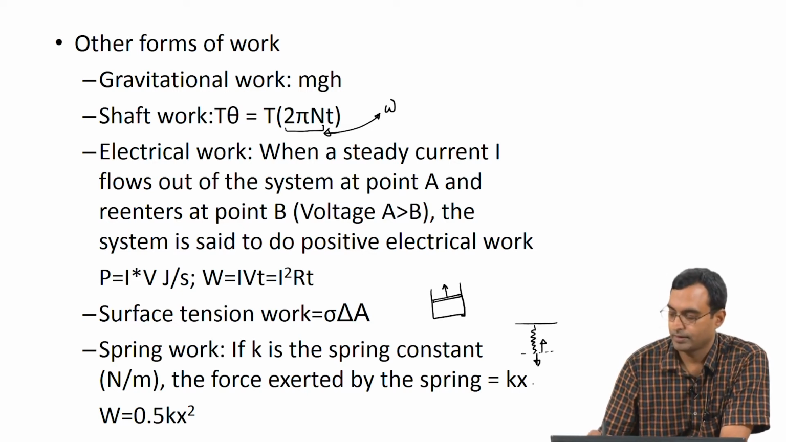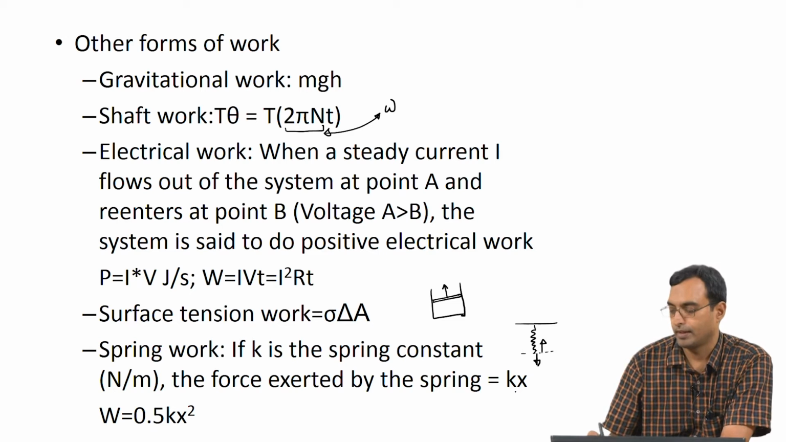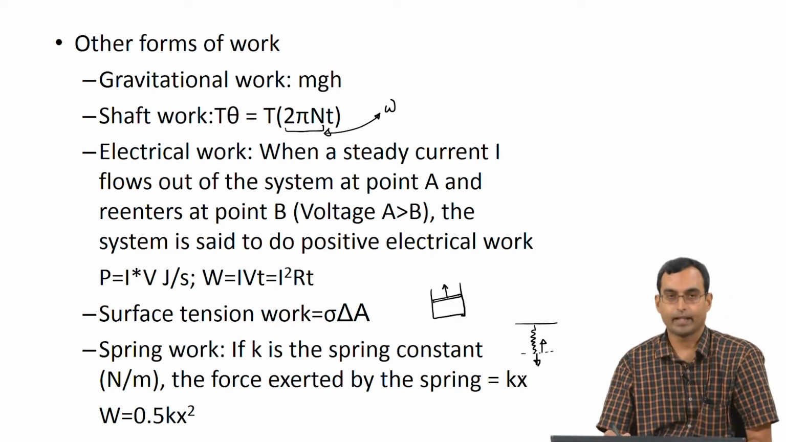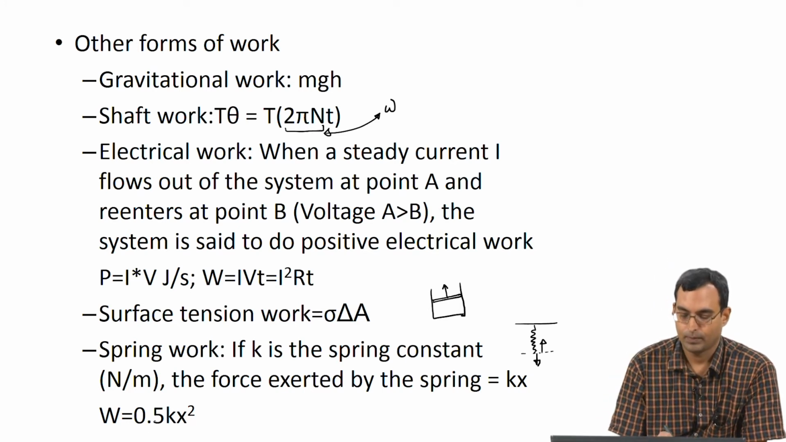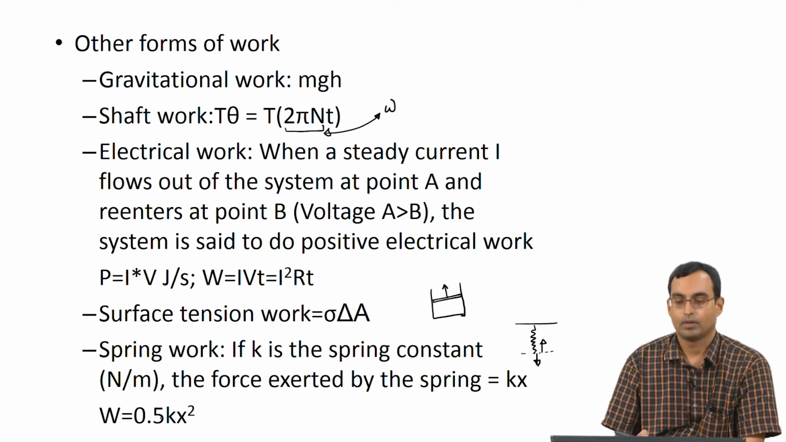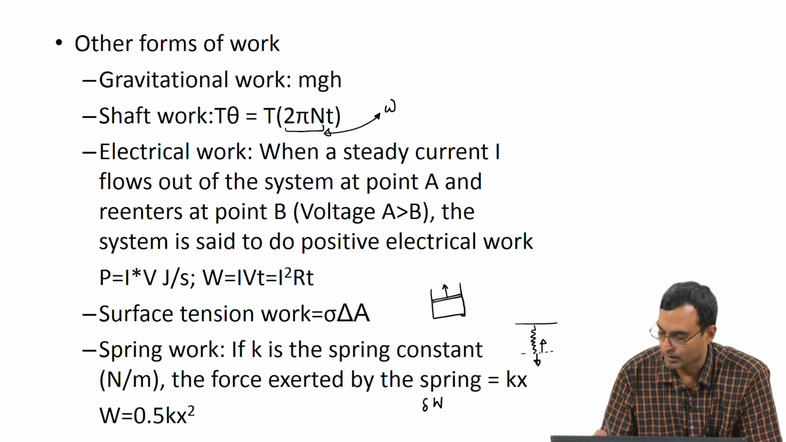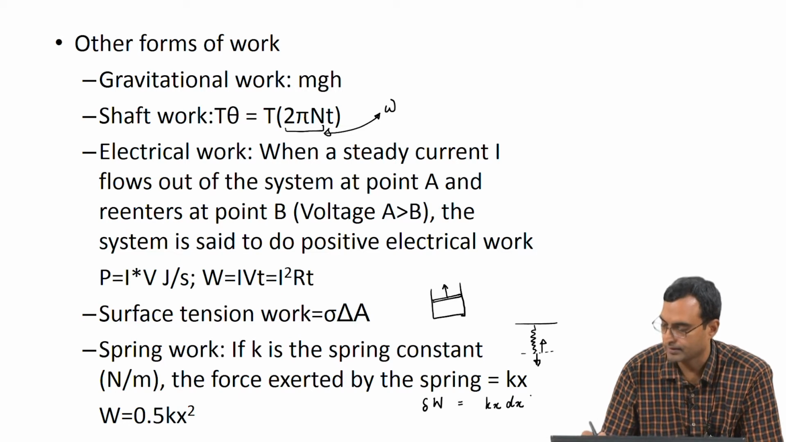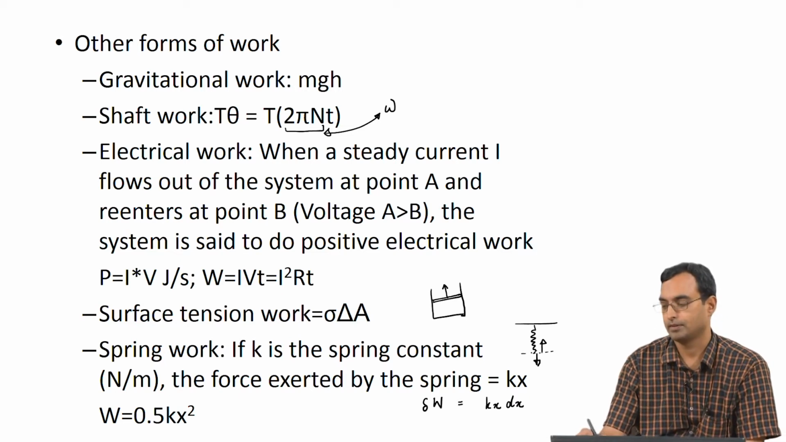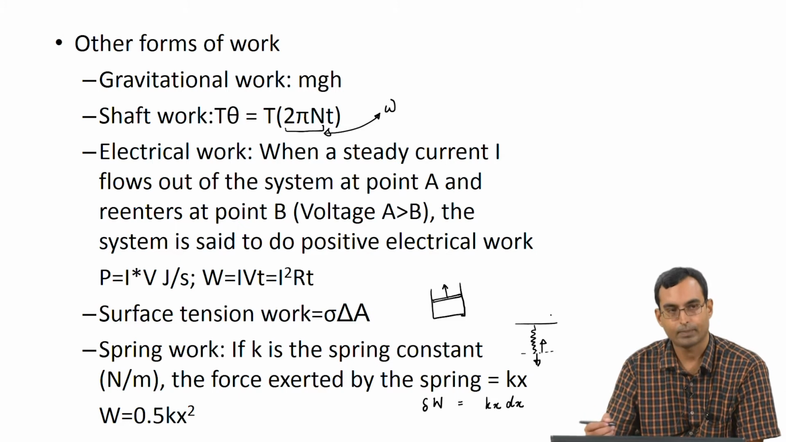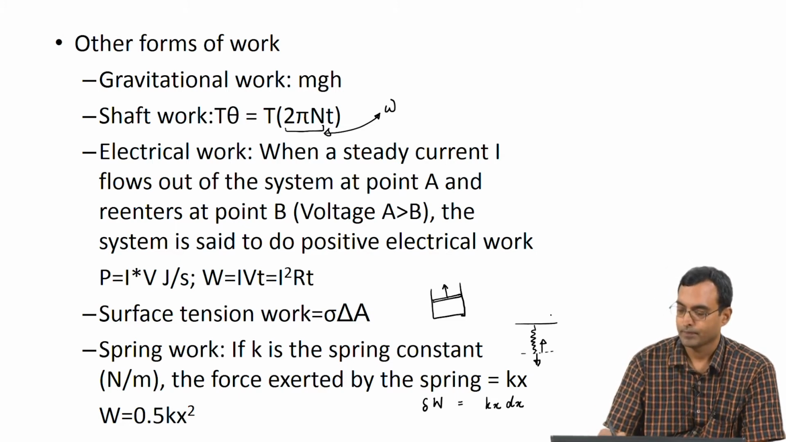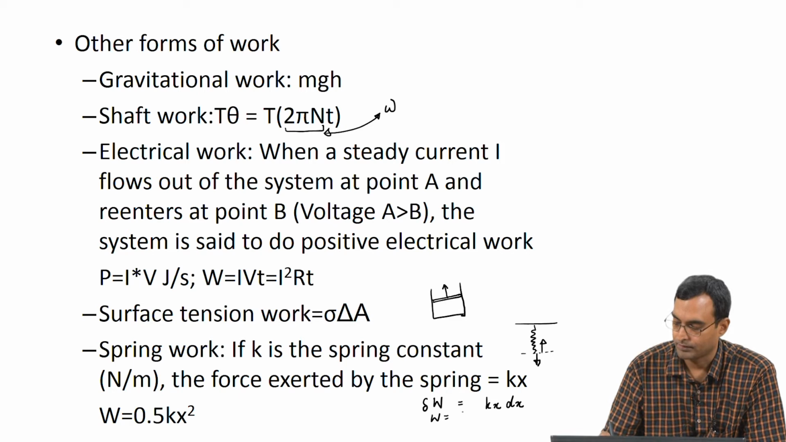So, the spring force is given as kx, where k is the spring constant. So, the work would be kx times dx, and if we integrate it, we get half kx square as the work. So, the small amount of work would be kx, which is the force, times the displacement dx. The dx is the displacement from the equilibrium position, either compressing it or extending it, and work would be the integral of this.